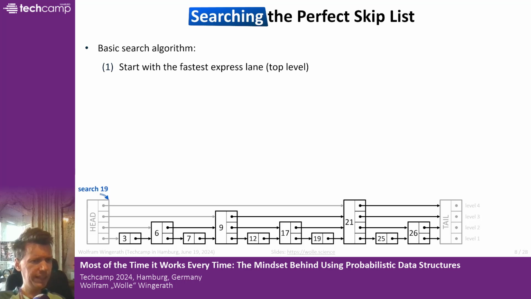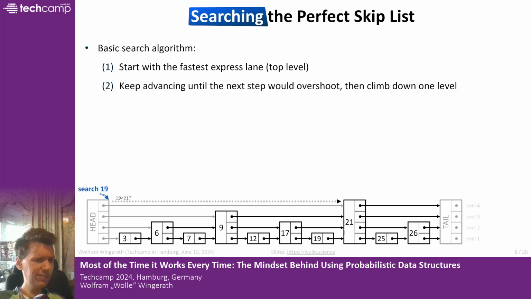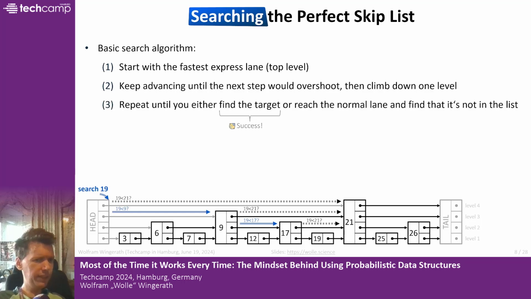You start at that level here at the head position, and then you just always advance on the lane that you're currently at until the next step would overshoot your goal. Because here we want to find the 19. That means we can't even go a single step because the next step would be 21. So we go down immediately. Then we're at the next express lane here and advance until we would overshoot. So we go to the 9, can't advance to 21, so we go down again. Then we advance until we are at 17 here. And then again we would overshoot, so we go down again. And then we reach 19.